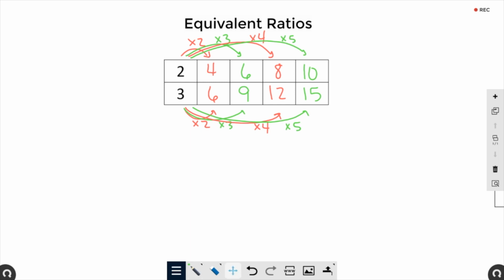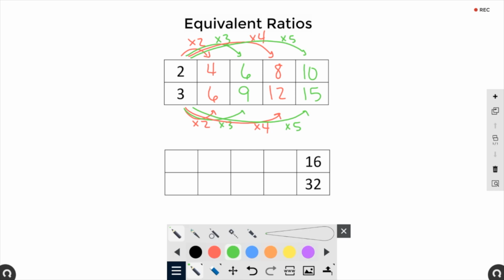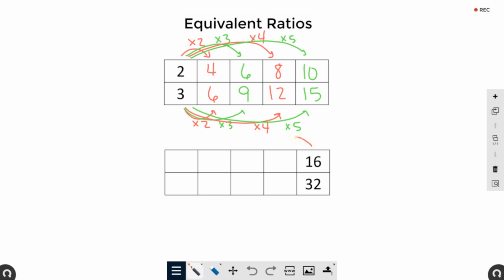Now let's take a look at another example. In this example, the ratio that is given, 16 to 32, is on the far right side of this ratio table. So now we are going to show some relationships between this ratio. Let's start by multiplying by 1/2, which is the same as dividing by 2. 16 divided by 2, or times 1/2, is 8.